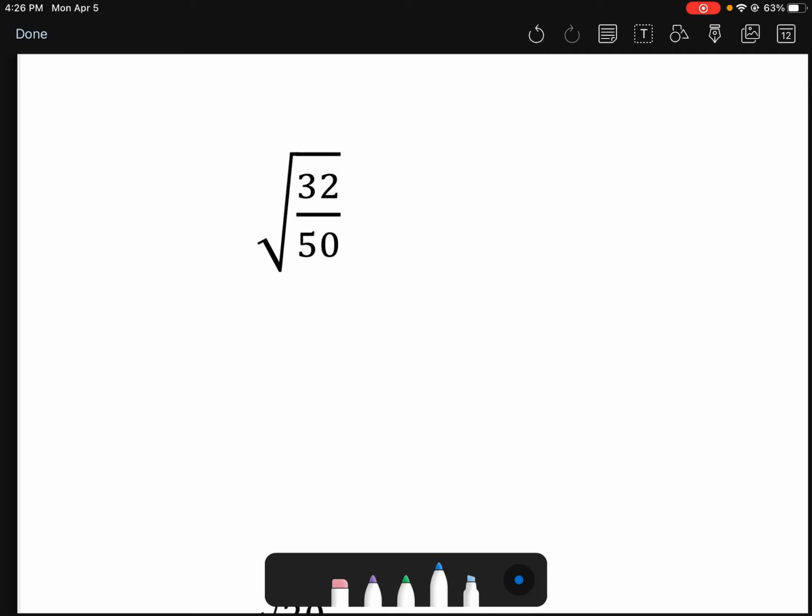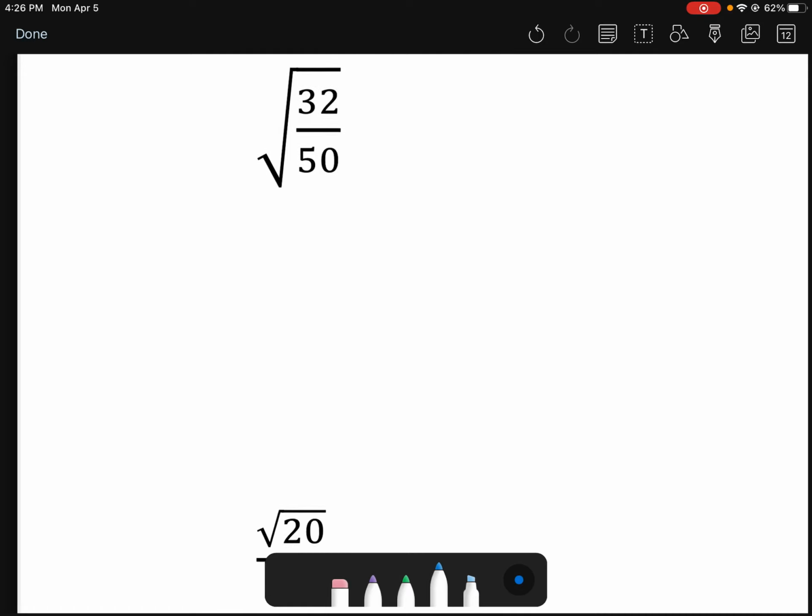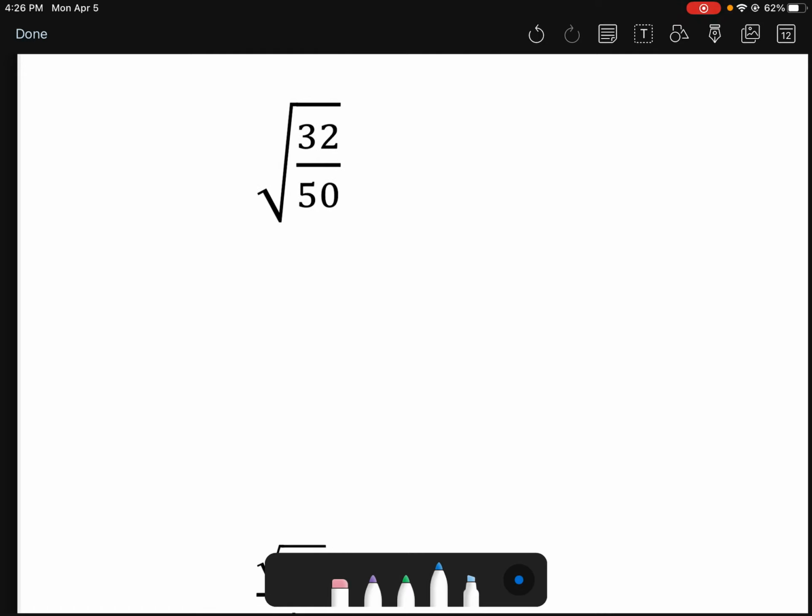All right. Looking at this next one, I have the square root of 32 over 50. Now, there are two ways that we can actually do this, and I do want to show you both ways. So we could just go ahead and look at them and say, okay, what's a number that can go into 32 and 50? And we can just start trying to simplify that fraction before we start going into our square root territories. Well, 2 can go into the top and bottom.